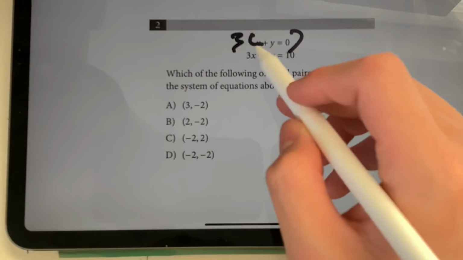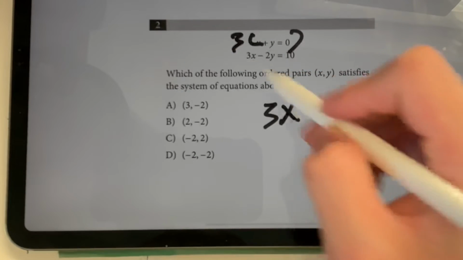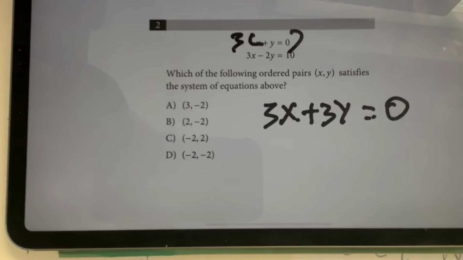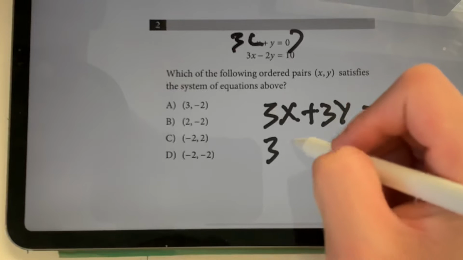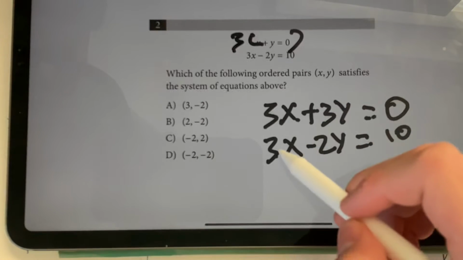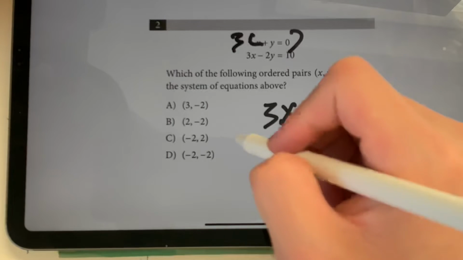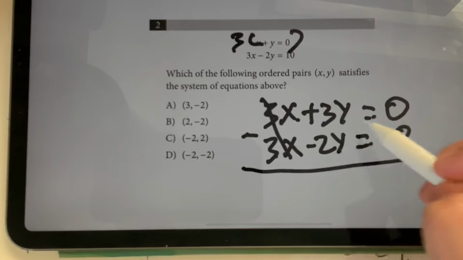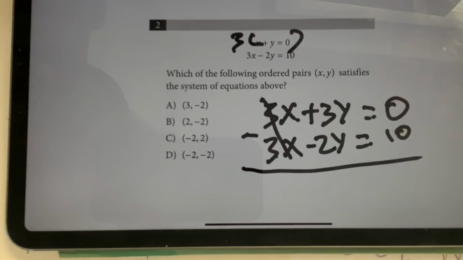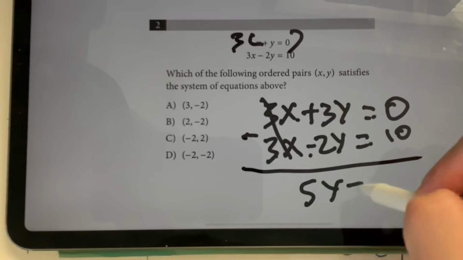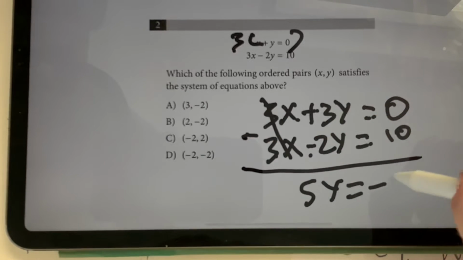If I multiply the top equation by 3, 3 times x is 3x. 3 times y gives me 3y, and that's equal to 3 times 0, which is 0. Now, on the bottom, we have 3x minus 2y is equal to 10. And I don't do anything to that because 3x and 3x align, and that's all I need. Next, it's called elimination because I'm just going to subtract. 3x minus 3x cancels out. 3y minus negative 2y. Be careful of the signs because negative creates a positive. 3y plus 2y gives us 5y. That's equal to 0 minus 10, which is negative 10.